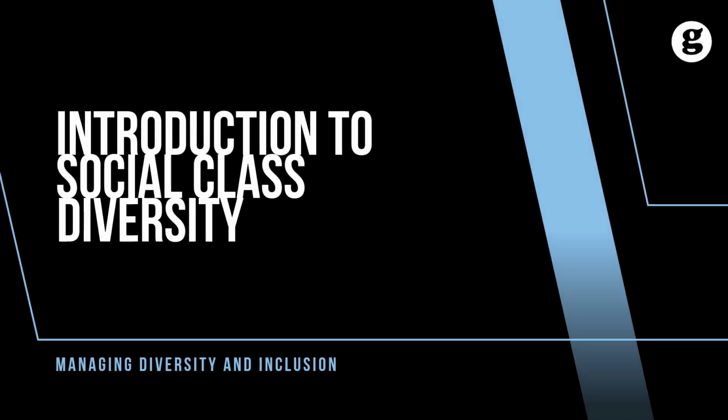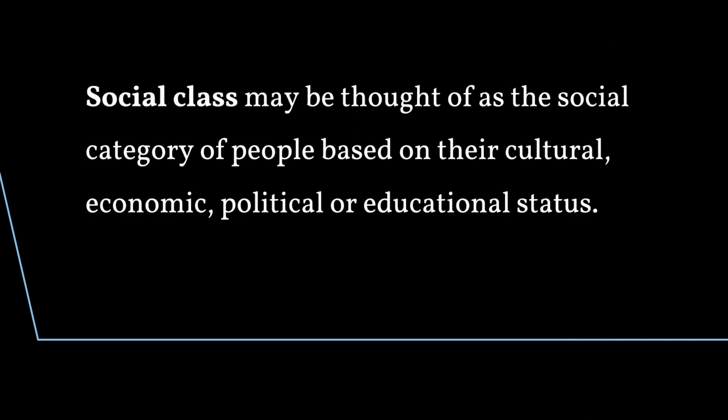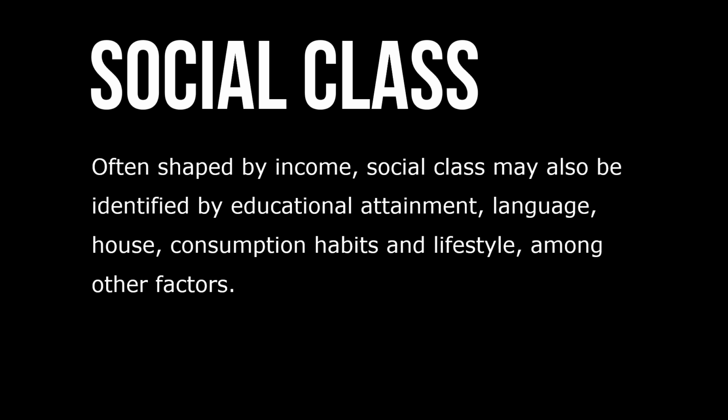Let's take a look at social class diversity. Social class may be thought of as the social category of people based on their cultural, economic, political, or educational status. Often shaped by income, social class may also be identified by educational attainment, language, housing, consumption habits, and lifestyle, among other factors.